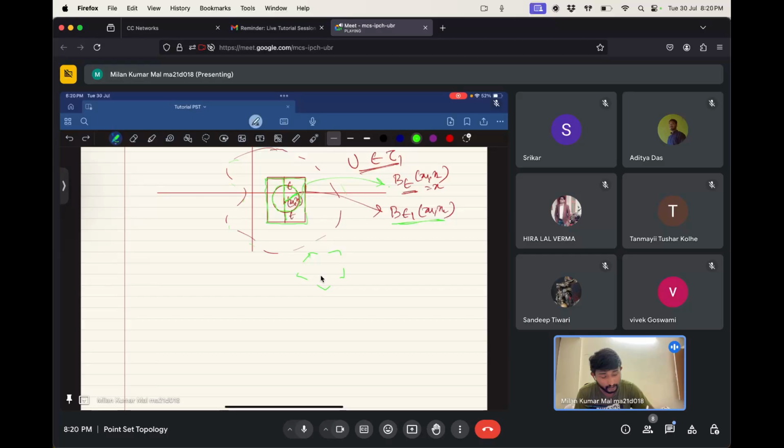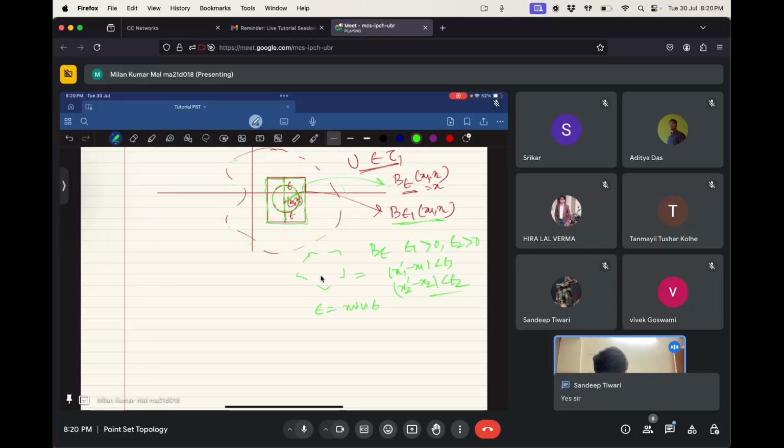We can replace this B epsilon thing by saying there should exist epsilon 1 greater than 0, epsilon 2 greater than 0, such that |x1' minus x1| is less than epsilon 1 and |x2' minus x2| is less than epsilon 2. Then that will be a rectangle, right? But in each rectangle I can find a square. How? I will take epsilon equal to the minimum of epsilon 1 and epsilon 2, right? Then I'll get that square, right?